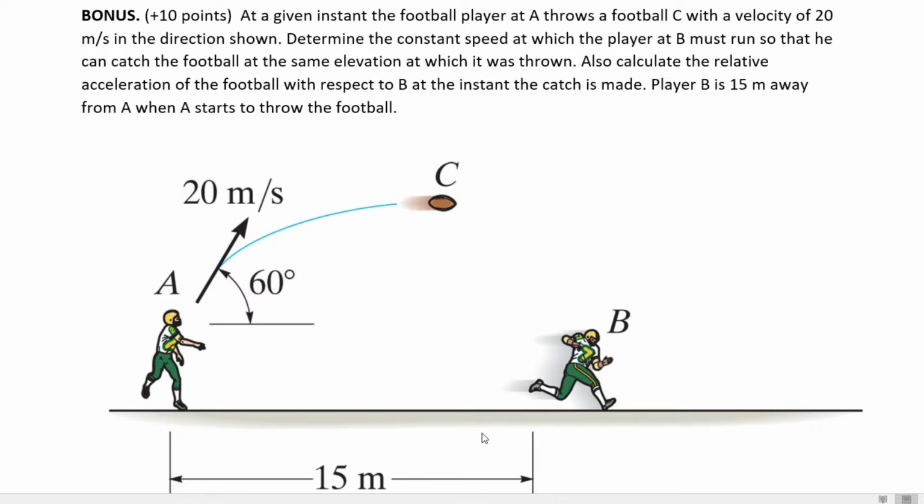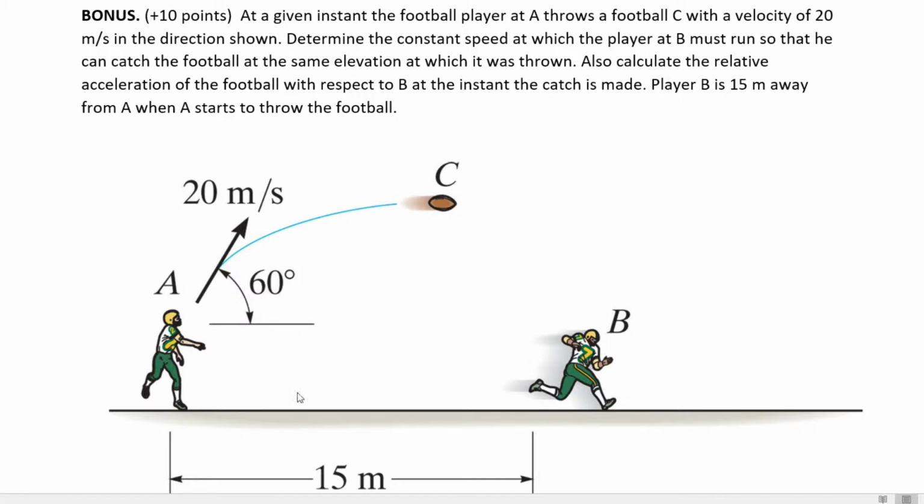And we want to understand two things. It says determine the constant speed at which player B must be running so that he can catch the football at the same elevation at which it was thrown. Also calculate the relative acceleration of the football with respect to B at the instant the catch is made. And so what we need to first determine is where does the ball come back to the height in which it was thrown? At what X location is that?